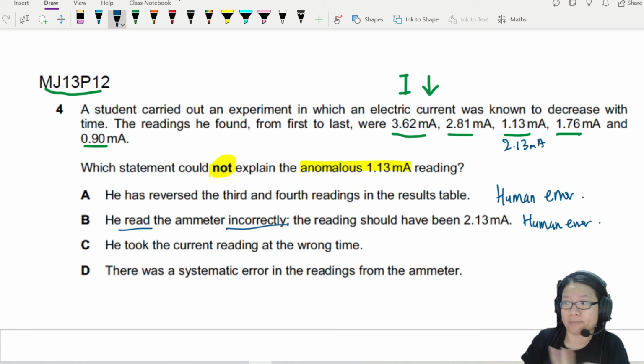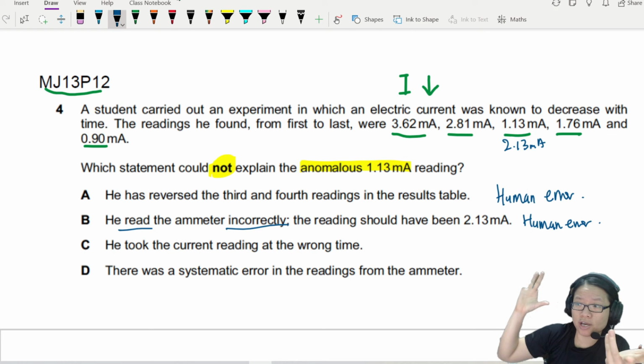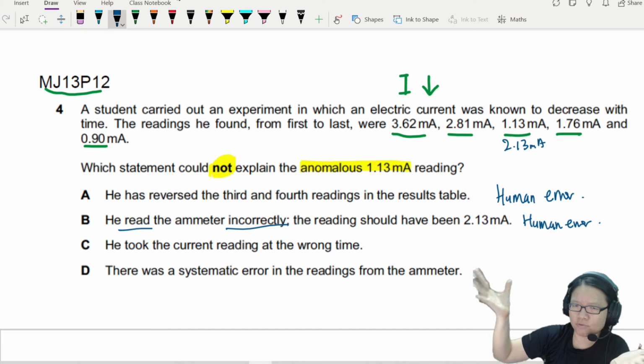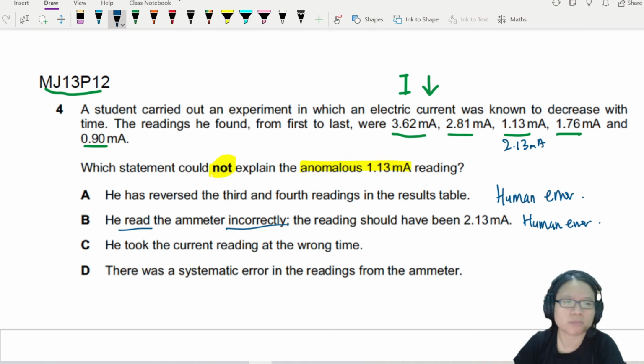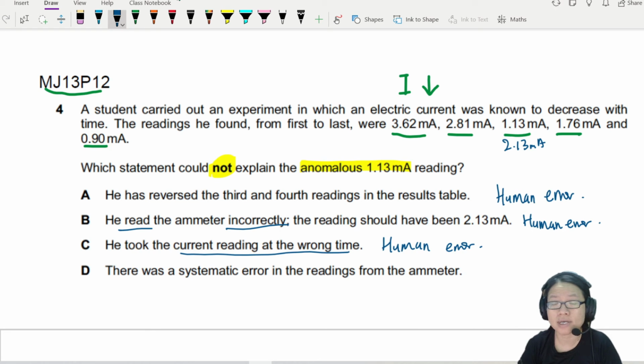I mean, it also happened to us before. Raise your hand if you did a maths paper, you go like, what the heck? I copy it over and then I get a different thing. Wow, what happened? Okay, don't know what happened. He thought reading at the wrong time. Also can. So all of this is human error. Could it explain things? Yes, human error is not a mistake one.